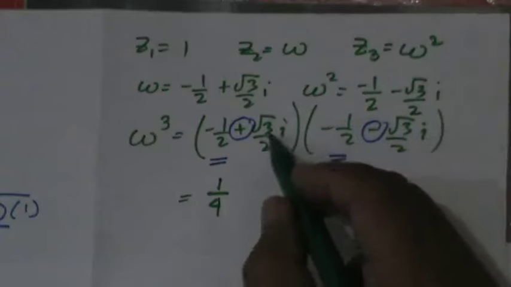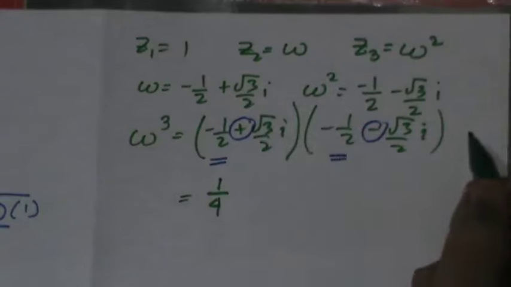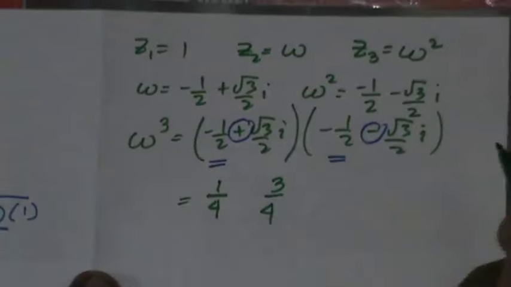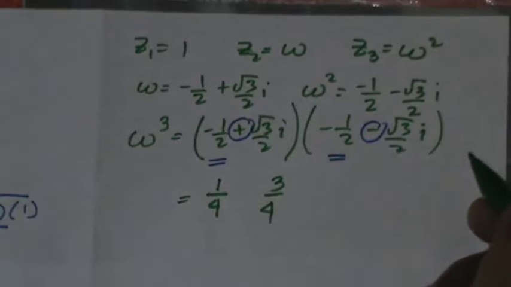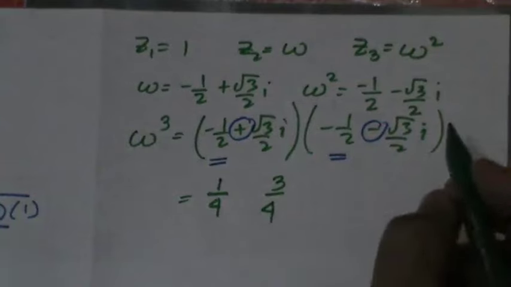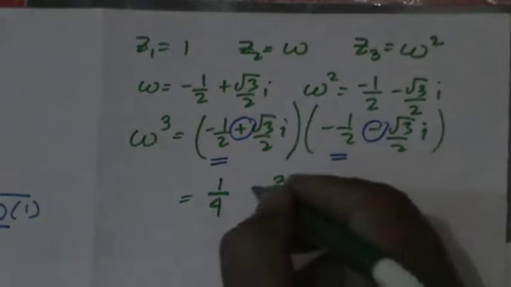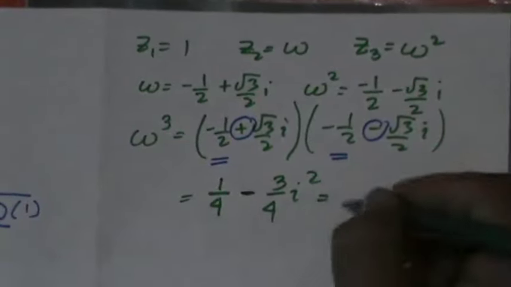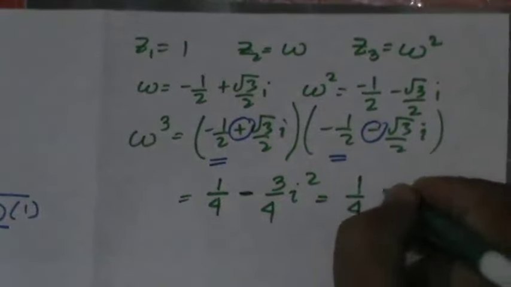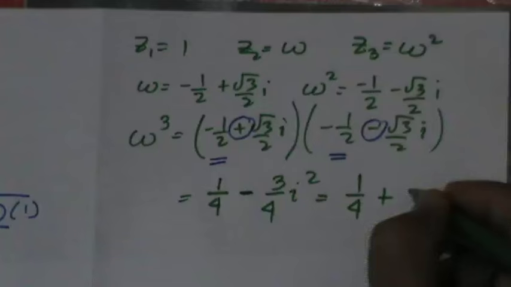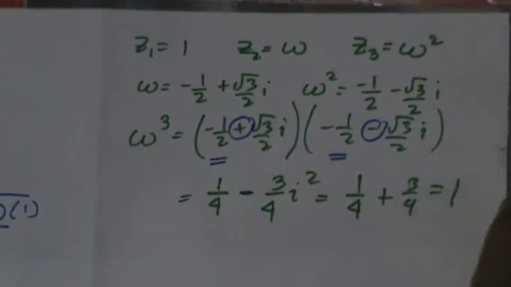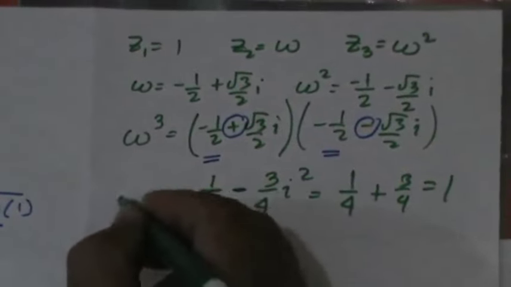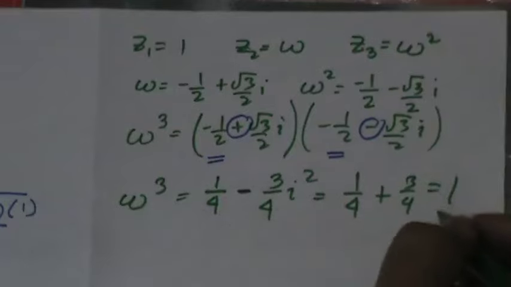And then this one is what's going on. This is actually 3 over 4. Alright? 3 over 4. And then this is now negative, and that is i squared. But what is that one? So that is 1 over 4 plus i squared is negative 1, 3 over 4, which actually will give you 1. And look at that. So you have there omega cubed. Omega cubed becomes actually equal to 1.